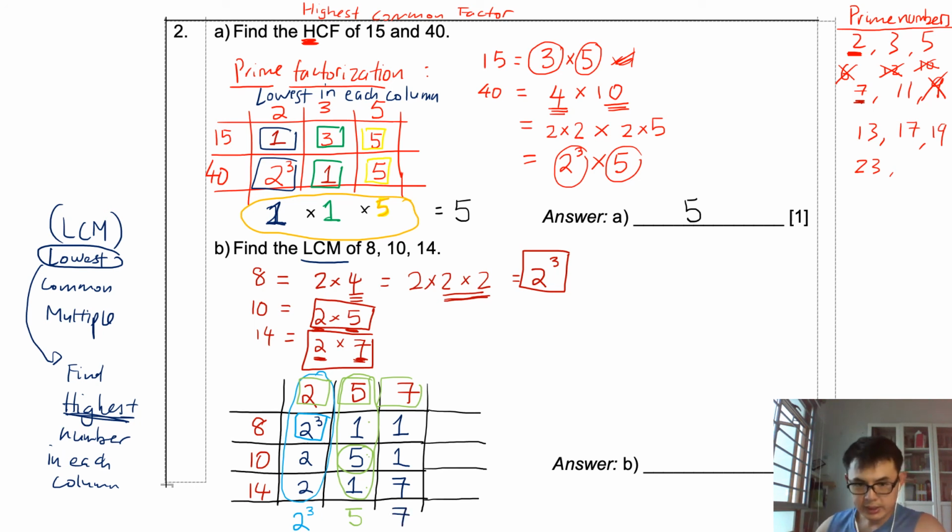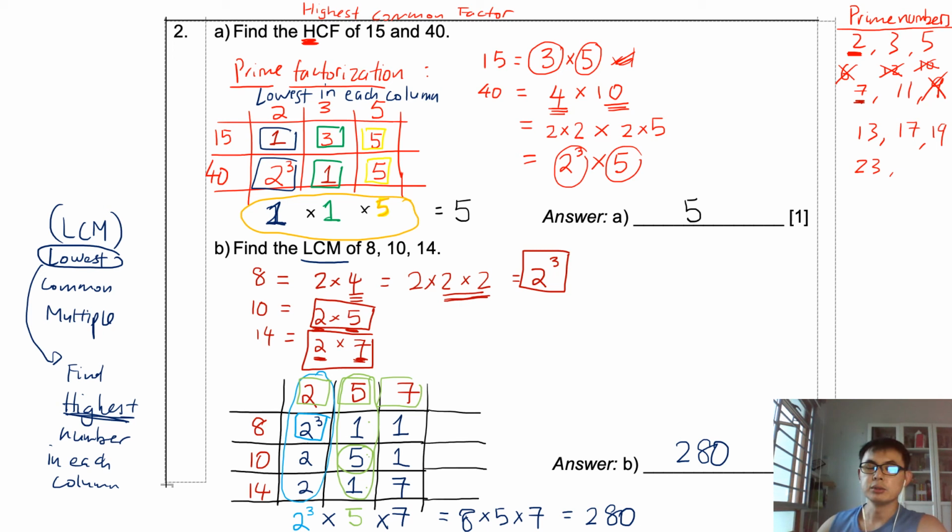Okay, so once you have done that, again we do the same steps. We multiply the numbers together, and that will give us the LCM. So 2 to the power of 3, if you like, is actually 8 times 5 times 7. So it is 280 if you use your calculator. Right, so the answer will be 280. That is the LCM of 8, 10, and 14.